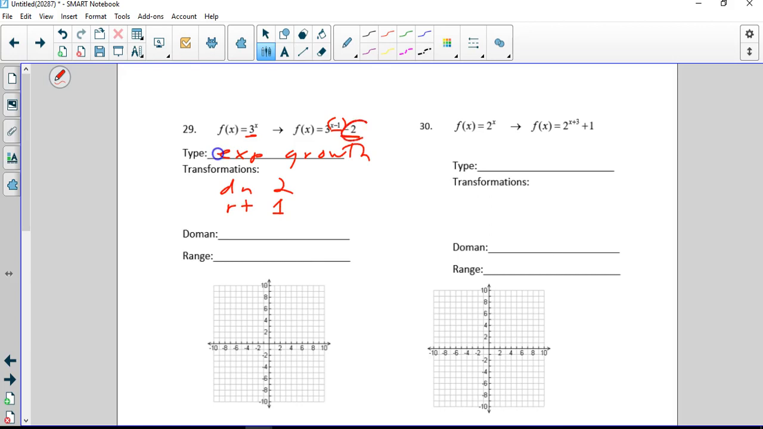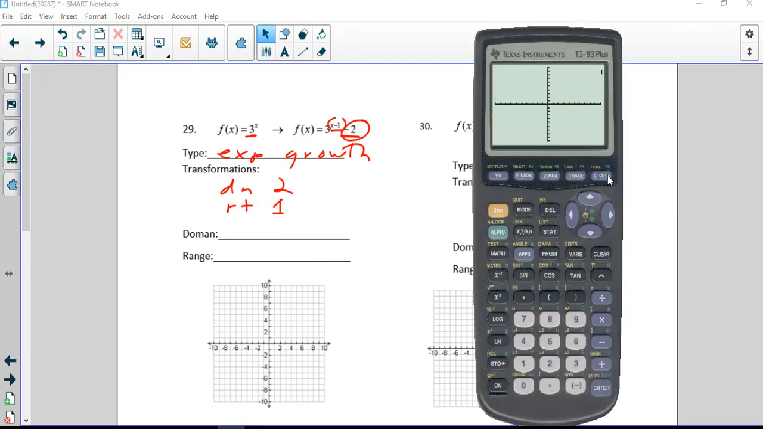And this is going to help me out with my range. So let's see what it looks like when I graph it. So there's my parent one. It's never going to hit 0. And here comes my new one, which never hits negative 2.